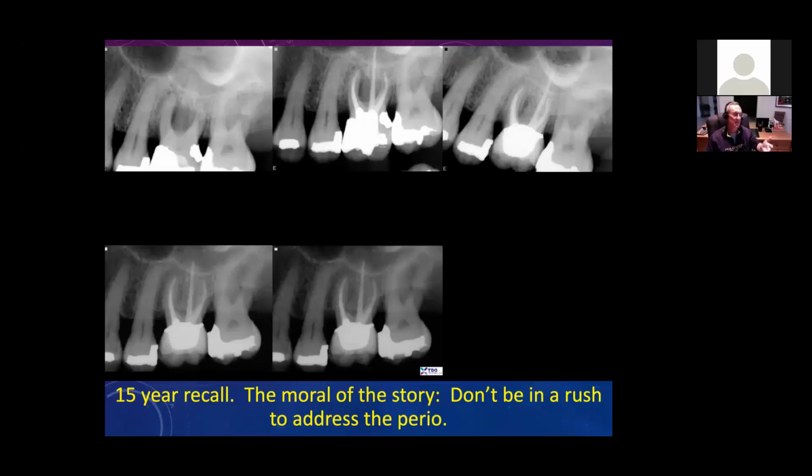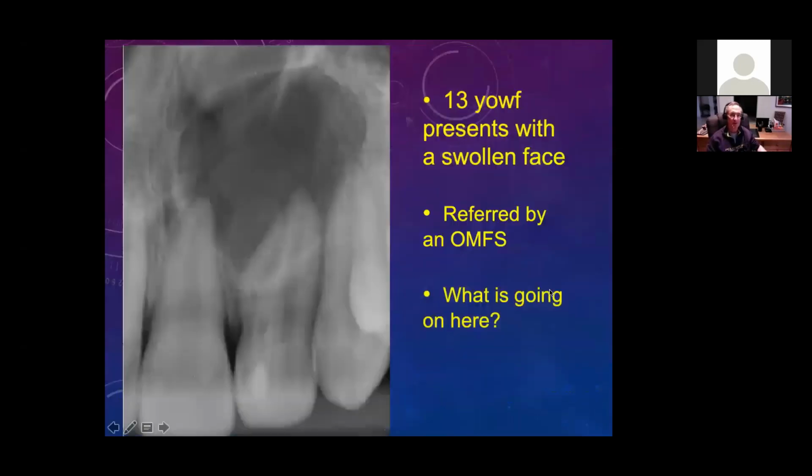So it isn't always going to turn out this way, obviously, but what I tell people is do the endo, see what sort of resolution you get, and then depending on that, in 6 months or so, go ahead and do the perio treatment if necessary. And I have a lot of cases like this. Obviously they don't all turn out this way, but I put this one in to show you because this is a pretty dramatic one. All right, on to the next.